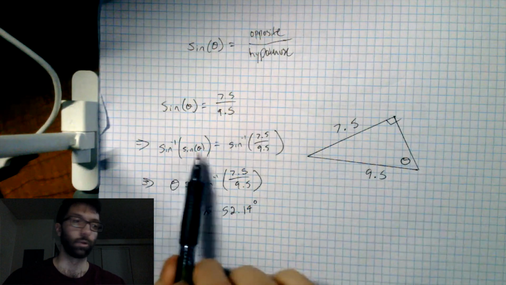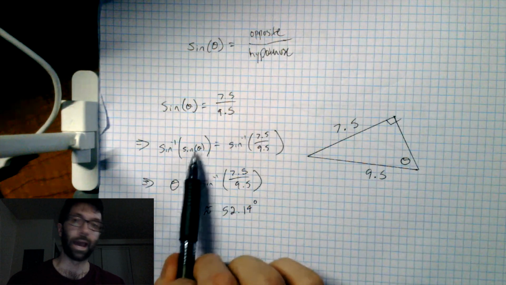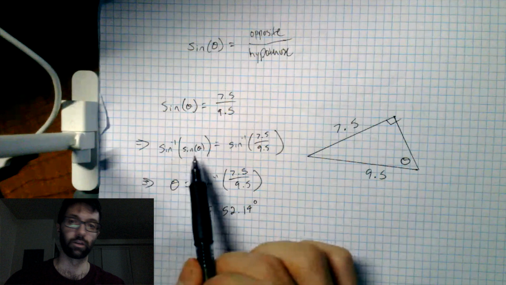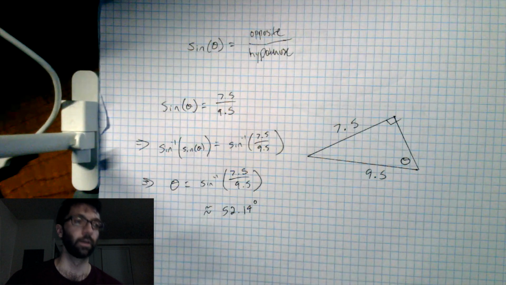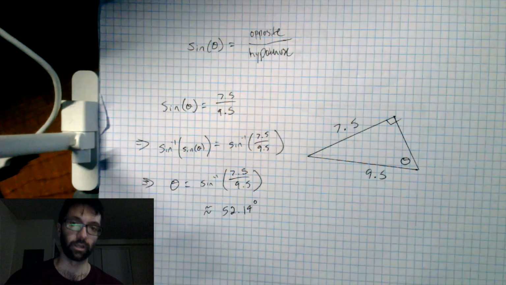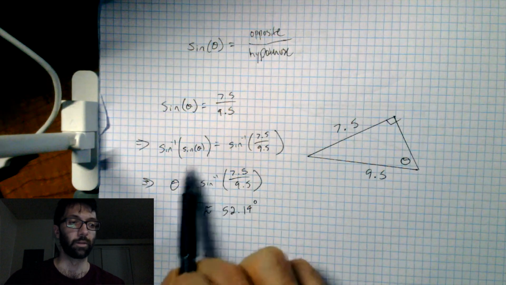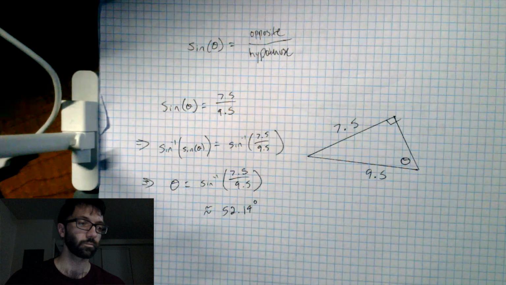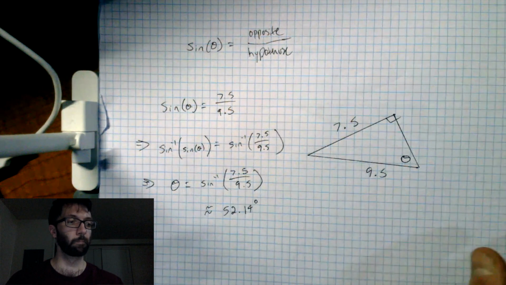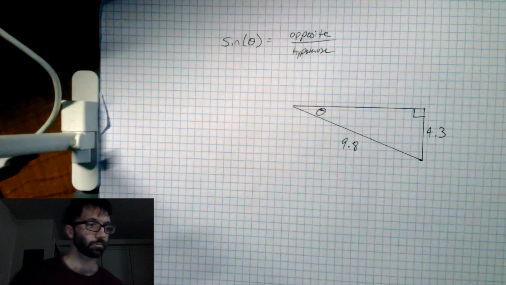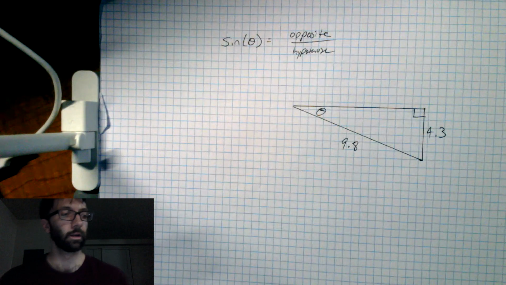You're learning that in order to get a variable out from within a trig function like sine or cosine or tangent, you can take the inverse sine, the inverse cosine, the inverse tangent, in order to unlock that variable. Okay. And now we'll do another one here.